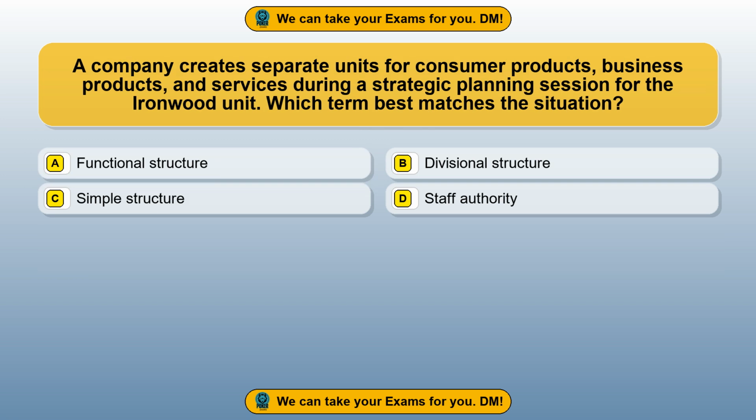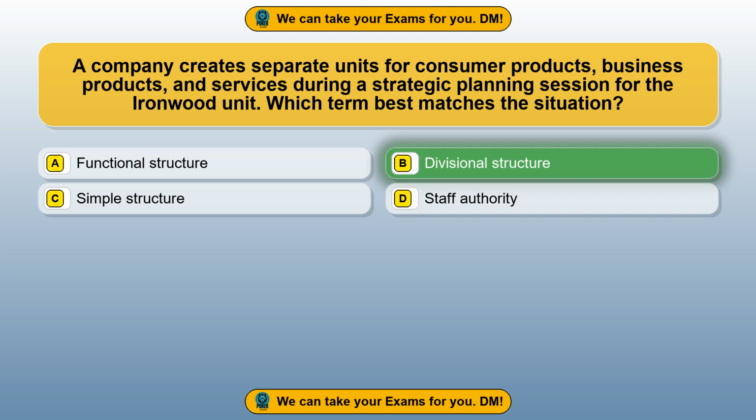Question 13. A company creates separate units for consumer products, business products, and services during a strategic planning session for the Ironwood unit. Which term best matches the situation? Option A, functional structure. Option B, divisional structure. Option C, simple structure. Option D, staff authority. The correct answer is option B, divisional structure.